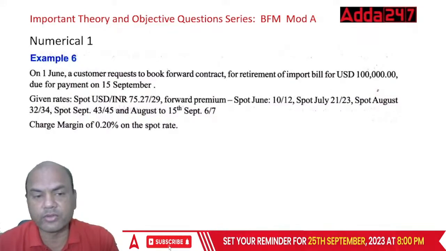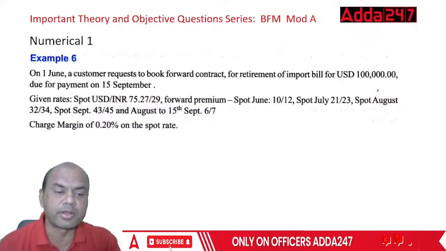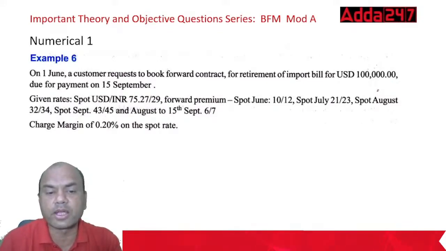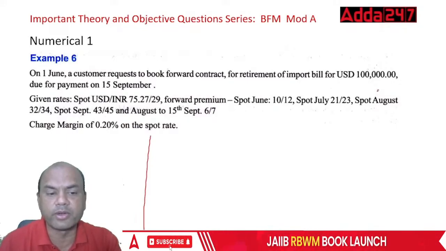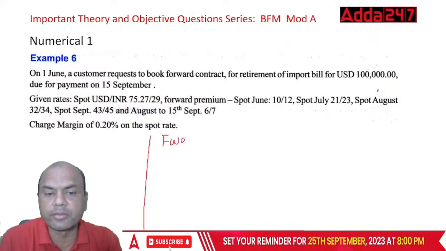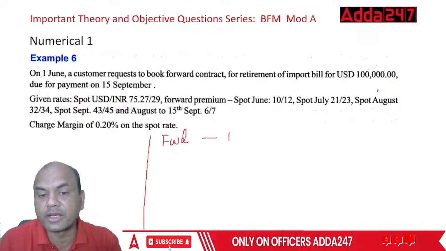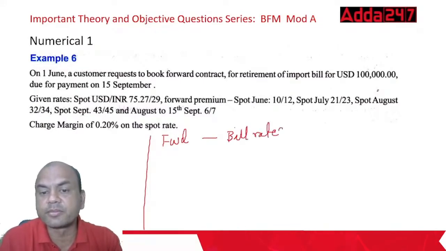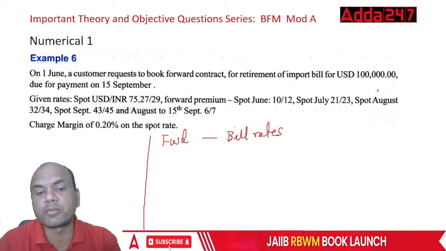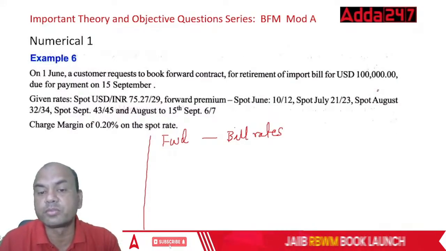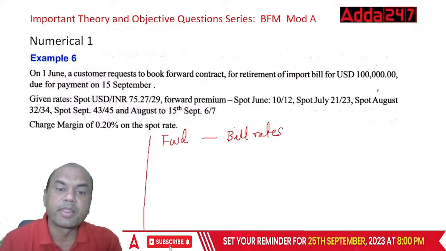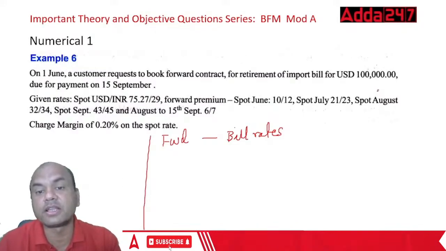Forward contract. Okay, forward contract means, immediately remember, it must strike your mind that whenever we say forward contract, I'll mark this line over here because my video is over here, right? So whenever I say forward contract, it means I'll have to use the forward rates, bill rates. Remember this, bill rates. This is something you must always remember. Whenever I'm talking of forward contracts, I'll have to use bill rates. Whenever I'm talking of spot transactions, I'll have to use TT rates.